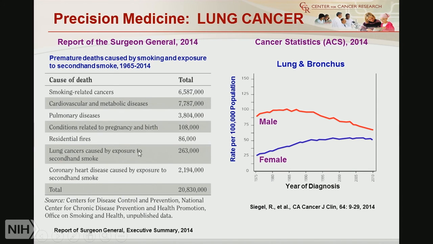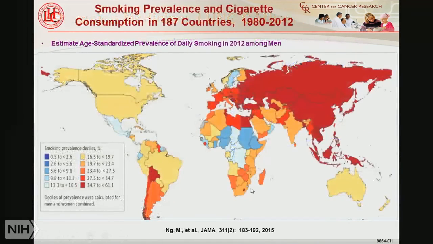Lung cancer in the United States is going down in males, and it's leveled off in females. We'll see what happens over the next few years. But we've been very successful in decreasing smoking in the United States. Only about 18-20% of the people smoke today.